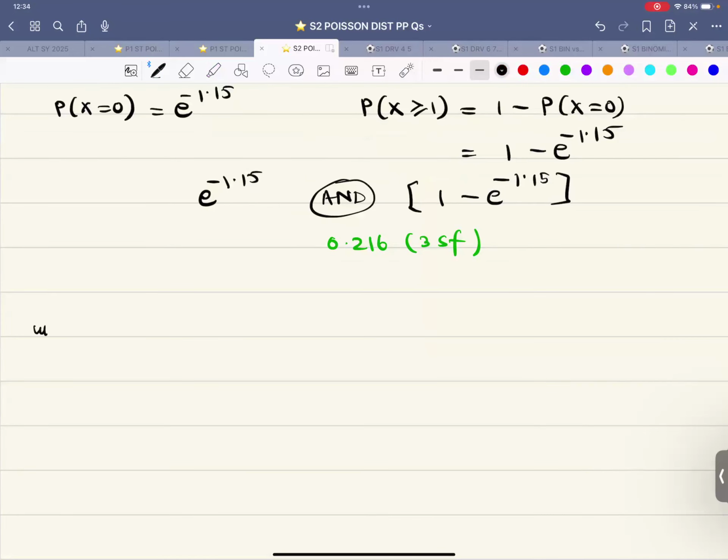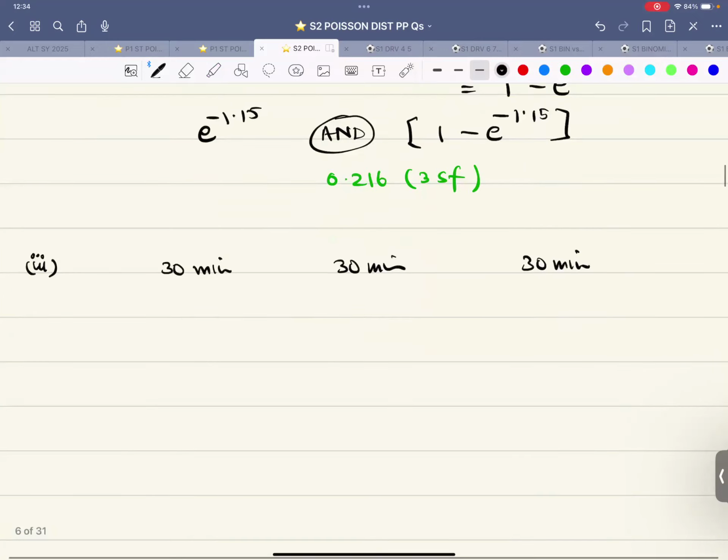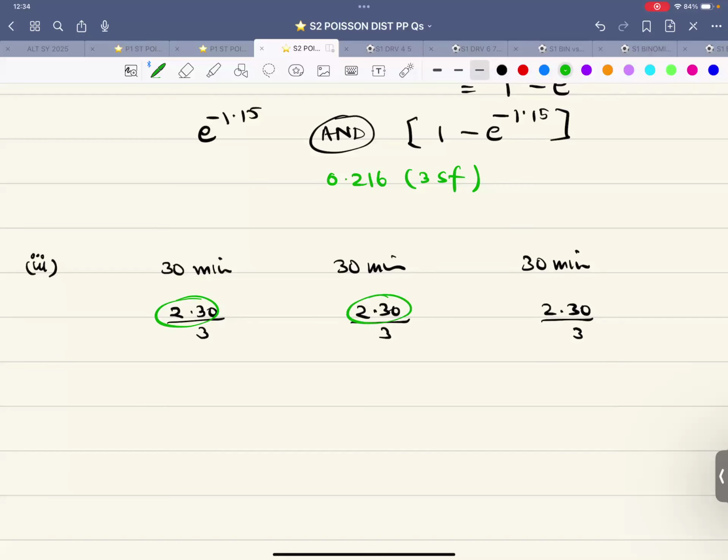So part 3, there is a 30-minute, 30-minute, and 30-minute part. There are 3 parts of 30 minutes. So now if we are talking about 2.3, this should be 2.30 divided by 3 for each part. Got the idea? Because this is the total number of goals scored in a match, 2.30. And this is 1 part, 2 part, 3 part, that adds up to 90 minutes.